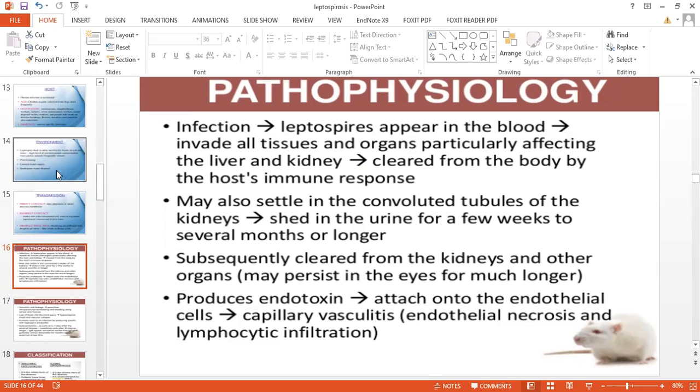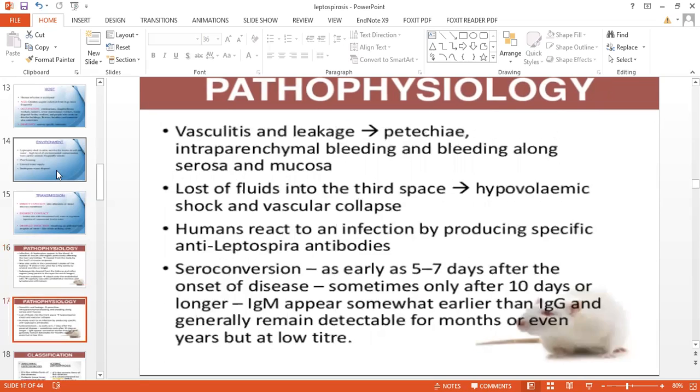Where they are lodged, they produce endotoxin and attach to endothelial cells of capillaries, where they cause capillary vasculitis, ending up in endothelial necrosis and lymphocytic infiltration. Vasculitis and leakage lead to petechiae, intraparenchymal bleeding, and bleeding along serosa and mucosa. Loss of fluid into the third space, hypovolemic shock, and vascular collapse may result.